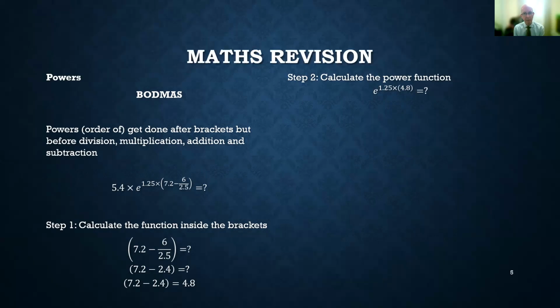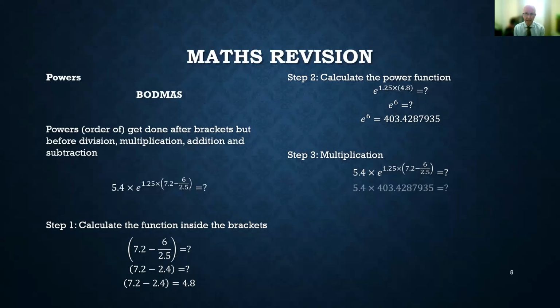Well, we have to multiply the 1.25 by 4.8, and then we raise E to that power. So that's E to the 6th, and that equals 403.4287935. Okay, so we've figured out that part of the equation. We then have to figure out the last part, which is the multiplication. And so what is 5.4 times E to the power of 1.25 times, open brackets, 7.2 minus 6 divided by 2.5, close brackets? What does that equal?